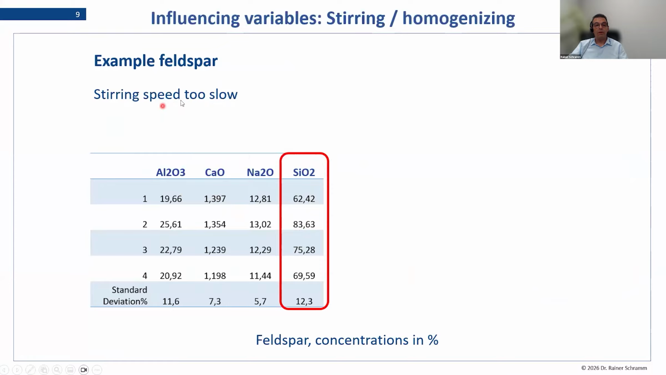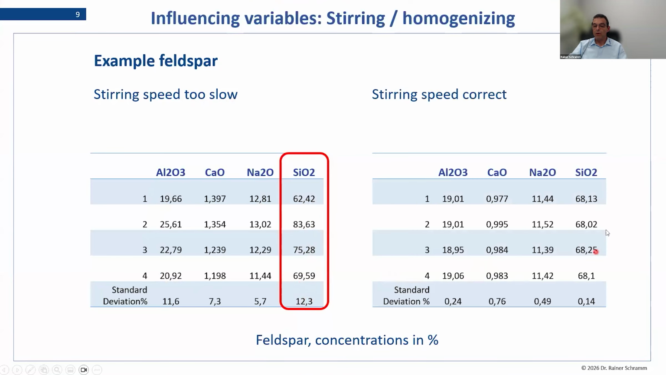And here we really set the speed very slow to see that it's not working. And you see you have a very high error in the silicon oxide, very high standard deviation when we prepare 4 fusions from the same material. If I increase the speed now, then there will be the moment when the standard deviation goes back to a normal value, and you see that silica gives very reproducible values.